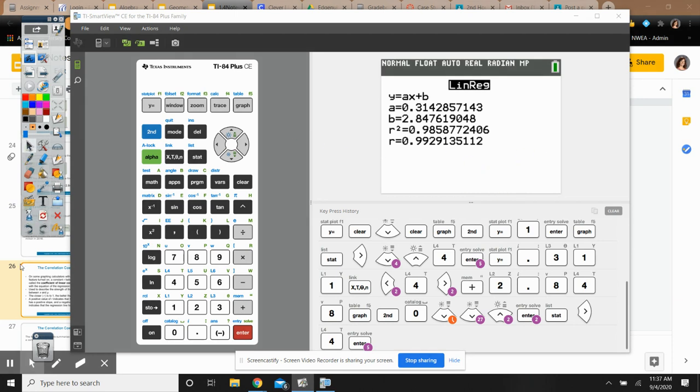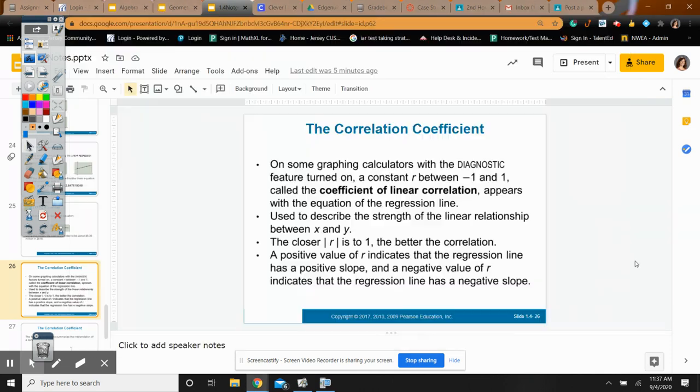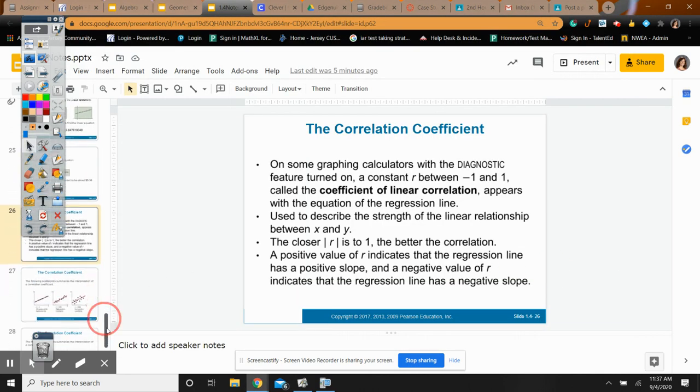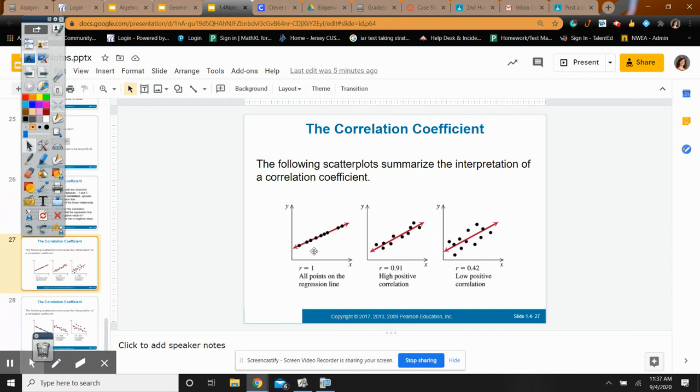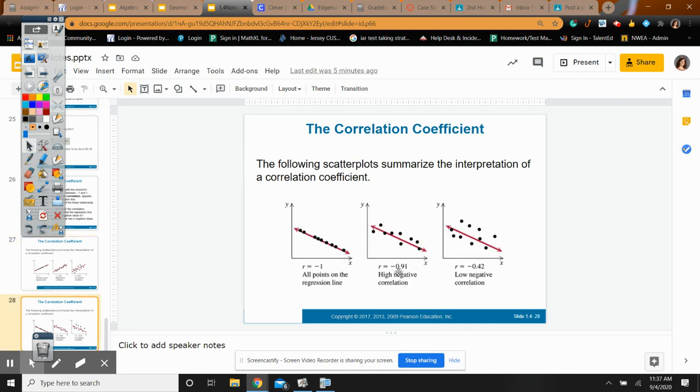Now you're going to forget these keystrokes, so it's really important that you do your homework and go over this so that you know what you're doing. Here are some examples of a really good R, an okay one, and this one is pretty bad. The same thing is true for negative. So that's all we have for 1-4, and it's a lot. Make sure that you get a good start on your homework and ask questions if you have them.